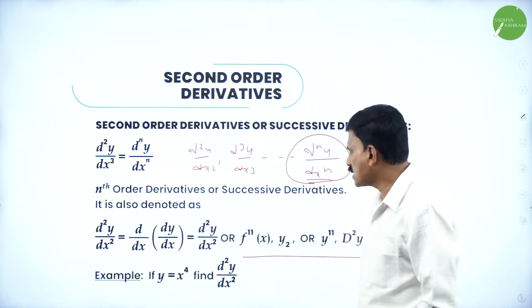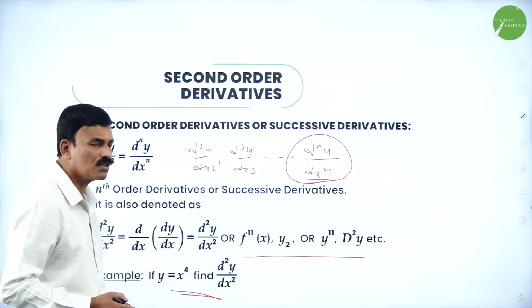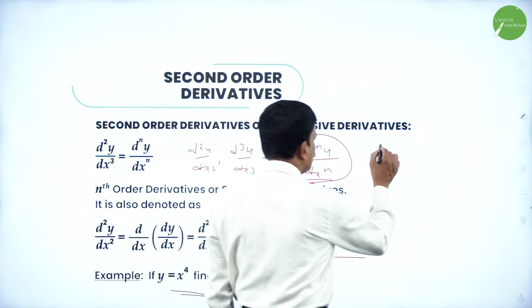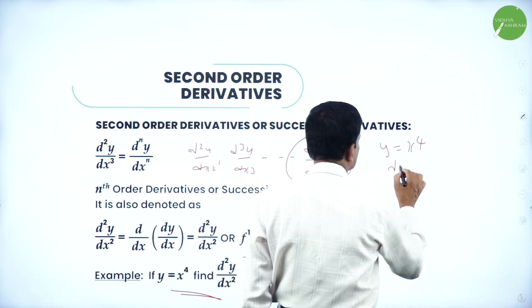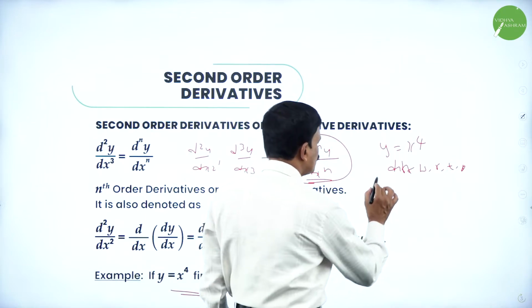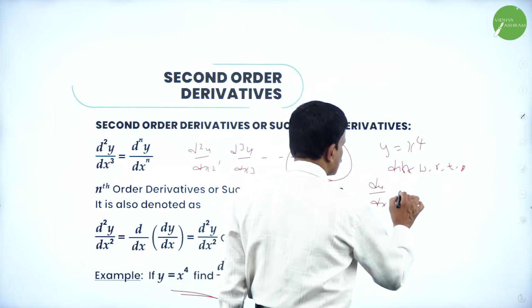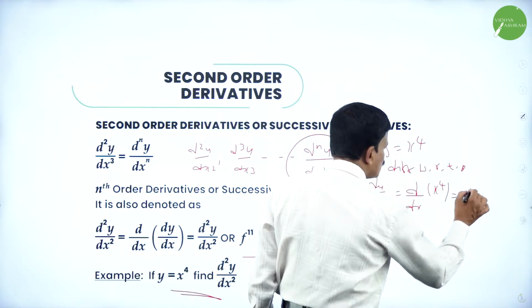Now let us take an example. If y is equal to x to the power of 4, find d square y by dx square. What is given here? y is equal to x to the power of 4. Differentiate this first with respect to x. If you differentiate this, we will get dy by dx is equal to d by dx of x to the power of 4.